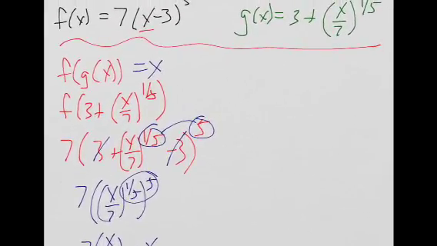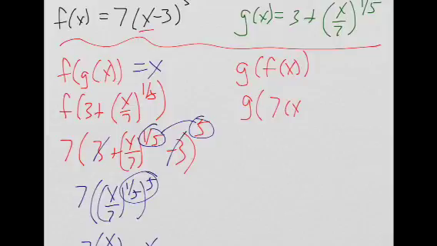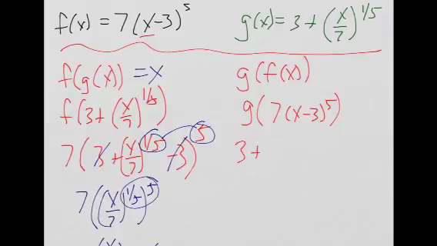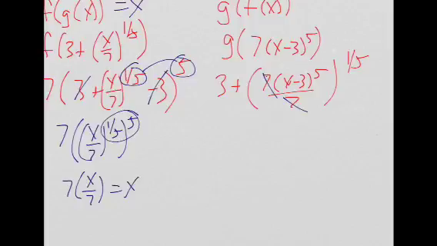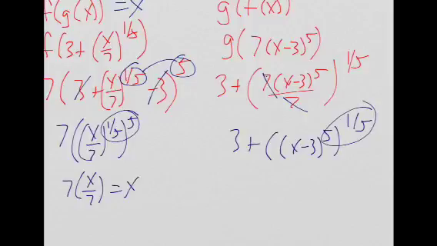So let's try our other composition. Let's try g of f of x. Getting parentheses going the right way always helps. So I'm going to do g of 7 times (x minus 3) to the 5th. So that's going to be 3 plus (7 times (x minus 3) to the 5th divided by 7), all raised to the 1/5. And again, 7 over 7 cancels. 3 plus ((x minus 3) to the 5th) raised to the 1/5. And those two powers will cancel each other out. And I'll get 3 plus x minus 3, which is indeed x.